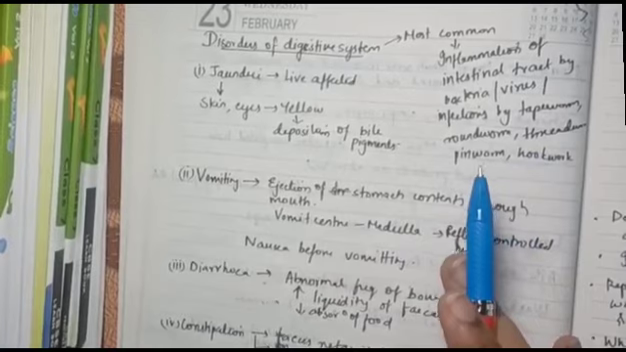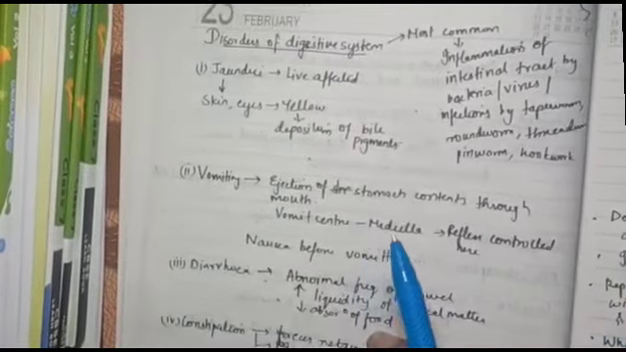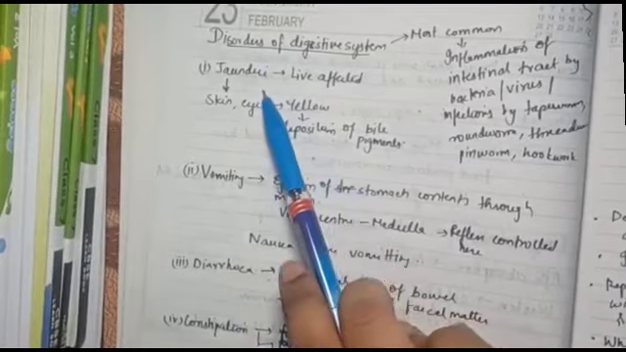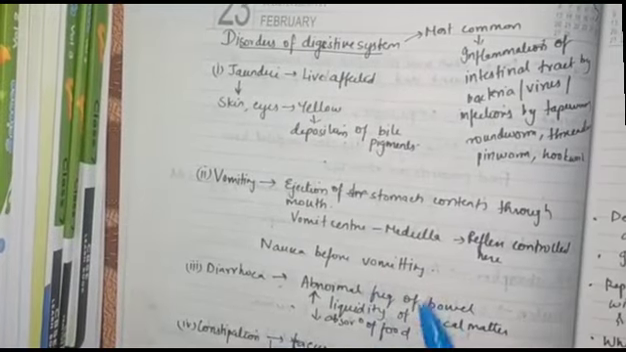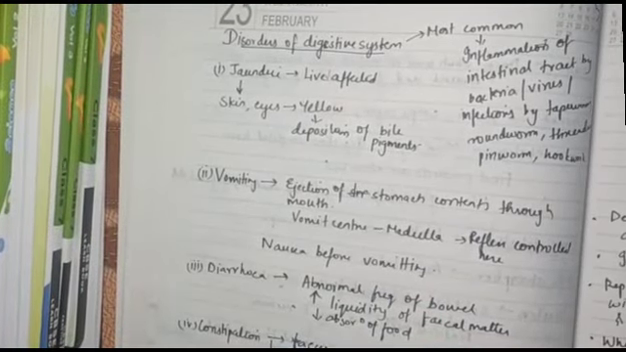This is the most common disorder of the digestive system. That is what they say in the textbook. Then they come to the diseases by naming them. So the first one is jaundice, where the liver is affected. We all know that the liver is affected in jaundice. Even the skin and eyes become yellowish due to the deposition of bile pigments.